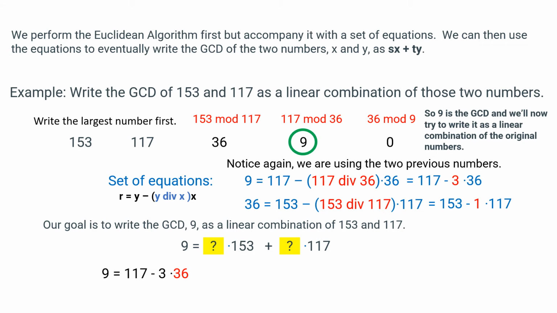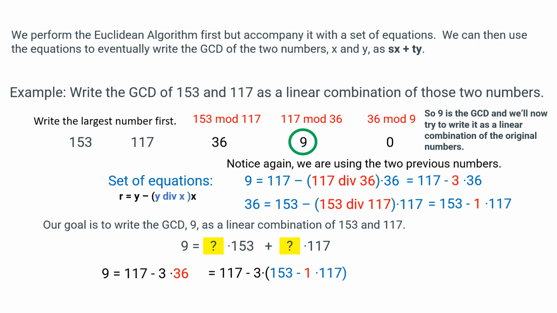That was that first one after we did some simplifying. Now, remember the next equation has 36 equals something, right? So I'm going to then replace that 36 with what I have for that second equation. So I just repeated the 117 minus 3, and then I'm saying times, instead of 36, what we had for 36 up here, which was 153 minus 1 times 117.